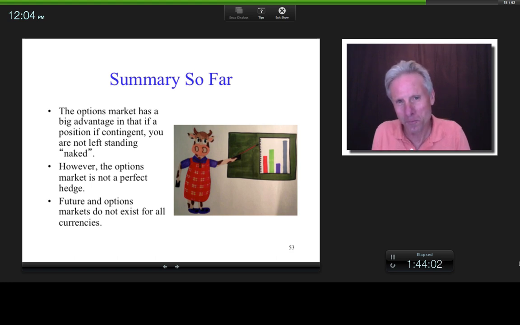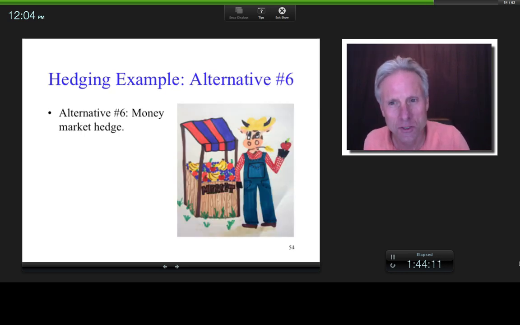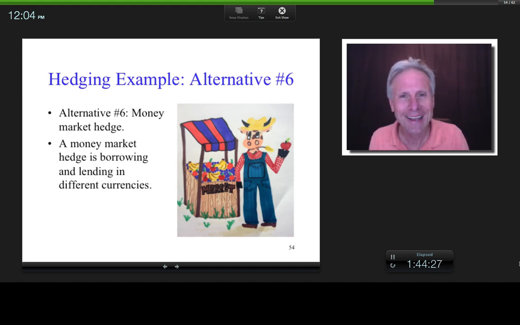And so that brings us to our next alternative. Alternative number 6, something called a money market hedge. Okay. Now, does anyone know what a money market hedge is? Well, it's a definition, right? This is not understanding. Either you know it or you don't know it. So, hey, tell you what, I'll tell you what it is. Okay. A money market hedge is basically borrowing and lending in different currencies.